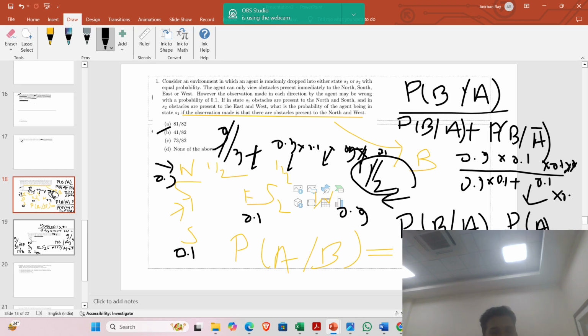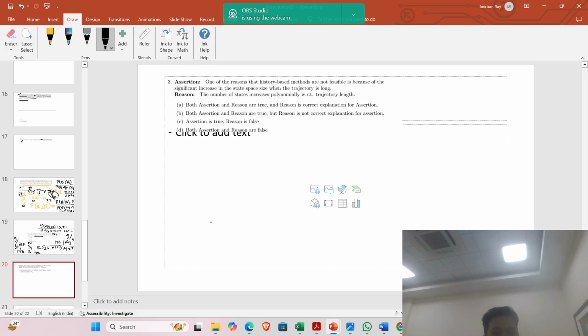Okay. So continuing, we have question number 3. One of the reasons that history-based methods are not feasible is because of the significant increase in the state space size when the trajectory is long. That is correct. Does the number of states increase polynomially with respect to trajectory length? No, it increases exponentially. So C is correct.